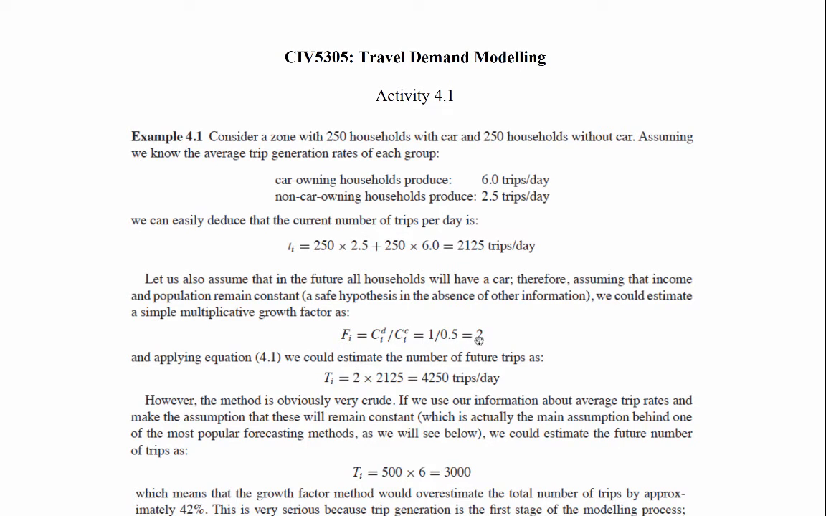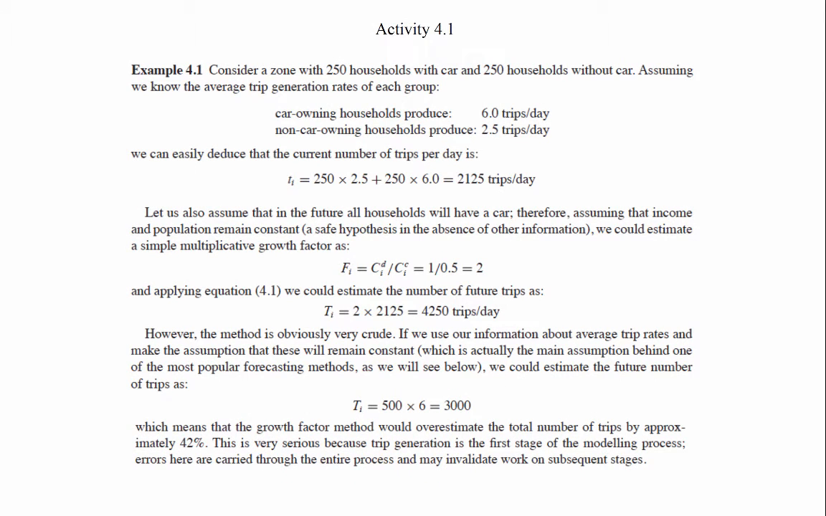Now, if we apply this growth factor 2 that we estimated based on the car ownership rate, we multiply this 2 by the number of trips per day that we calculated, we will get a total of 4,250 trips per day for the future. But I guess by now you could tell that this is a very crude method. If we use our information about average trip rates and make the assumption that these will remain constant, we could estimate the future number of trips in another way.